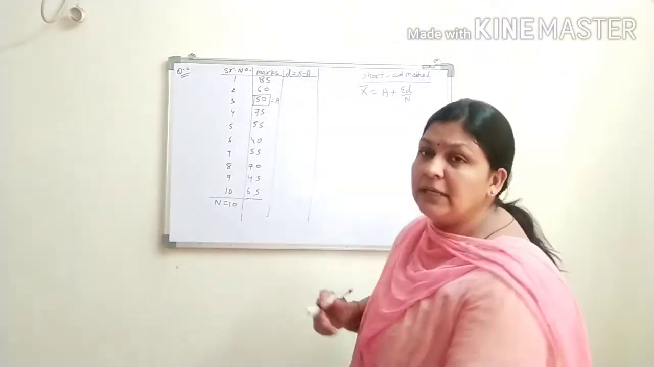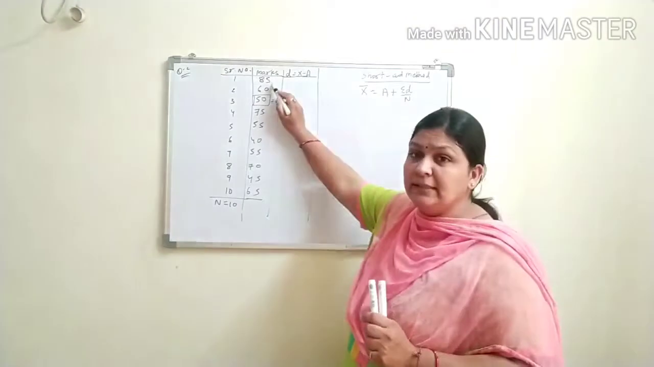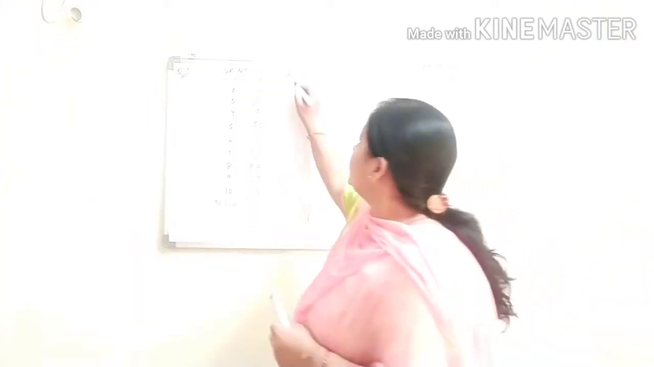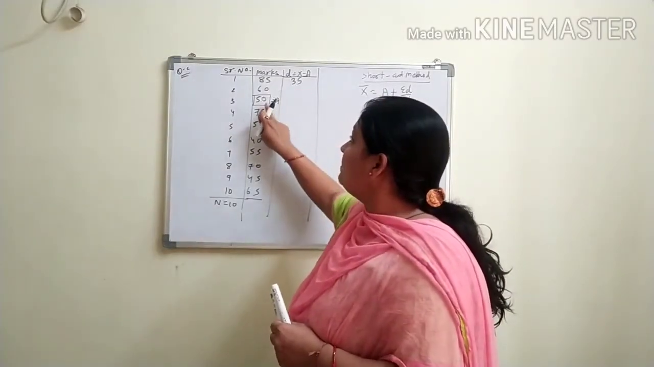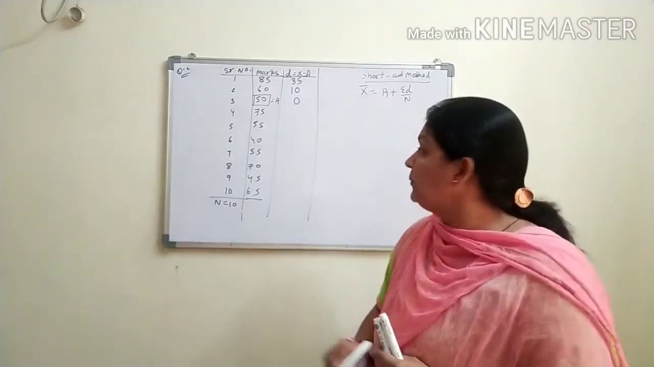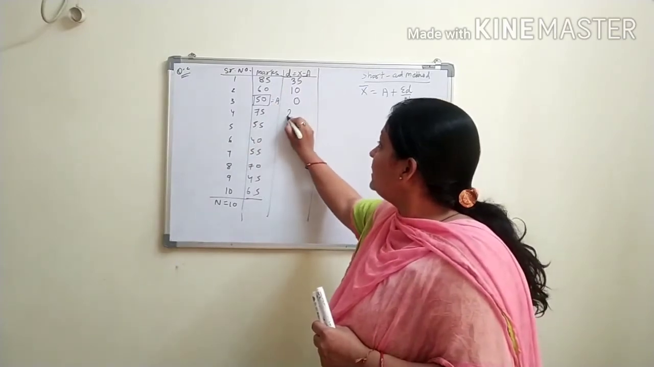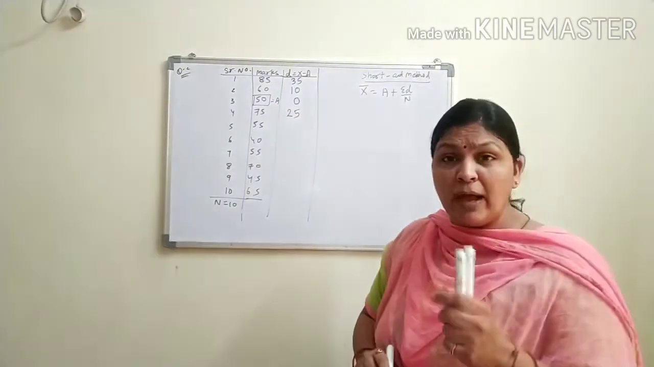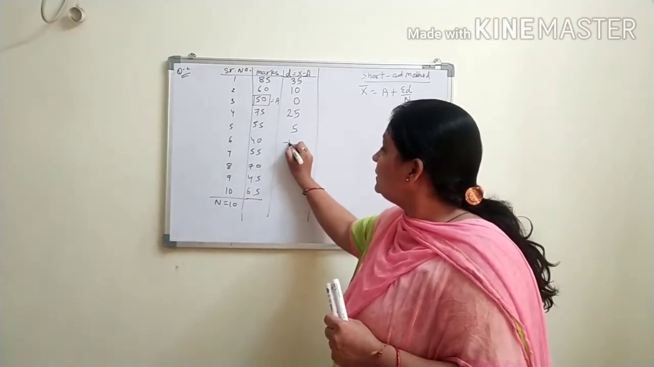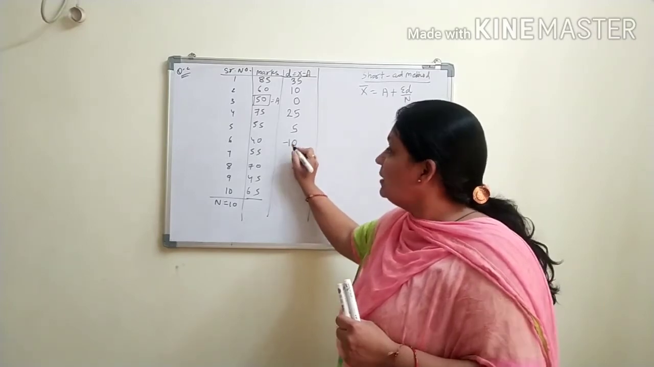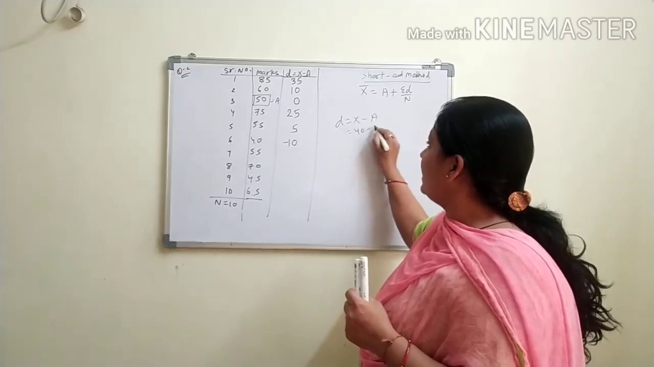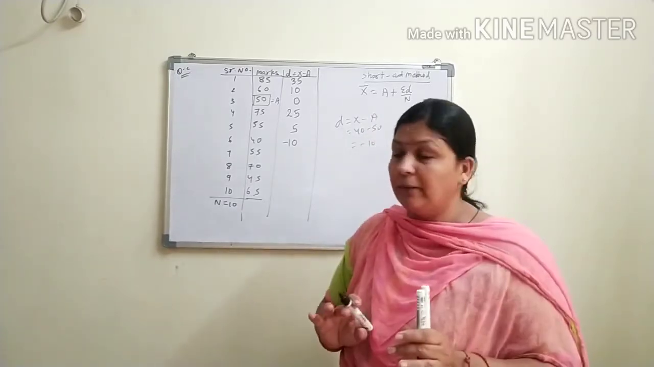Fine. So 85 is your x and this is your A. 85 minus 50 is 35. 60 minus 50 is 10. 50 minus 50 is 0. 75 minus 50 becomes 25. 55 minus 50 becomes 5. 40 minus 50 becomes minus 10. Listen, what is your d? x minus A. If you do it like this, 40 minus 50 becomes minus 10, not 10.